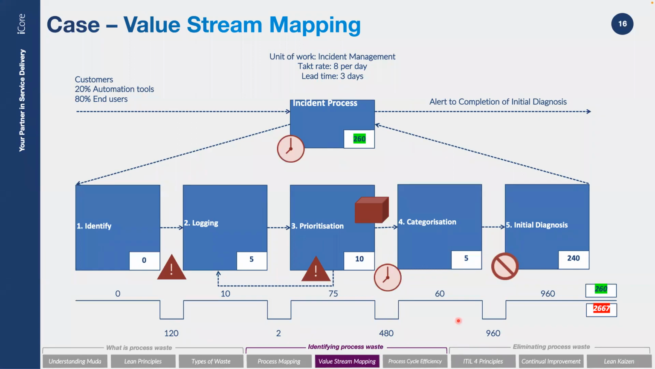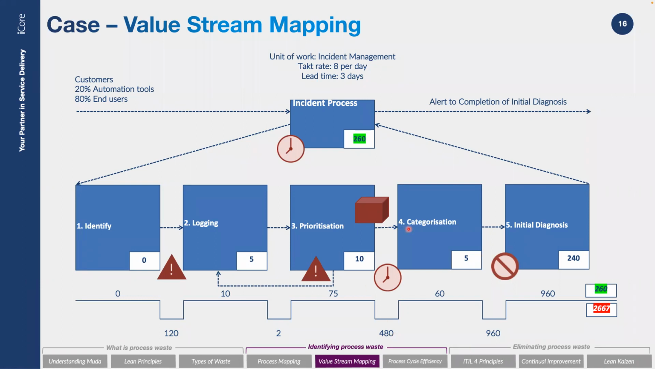So we've got loads of different symbols we could use, and the symbols are totally up to you, whichever ones you want to use. But you can say, right, we've got a time issue here because we've got 260 versus 2667. So we need to dig into this. We've got an issue here. Why is it taking 120 minutes? Why is this taking 480 minutes between prioritization and categorization?